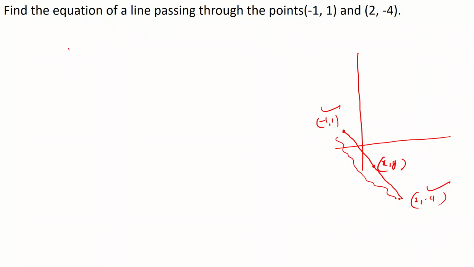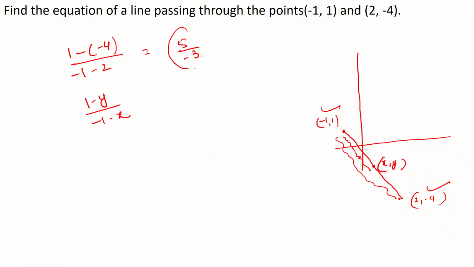The slope is 1 minus minus 4 divided by minus 1 minus 2, which gives us 5 by minus 3. So this is the slope, and also if you take these 2 points you can also get the slope. So we find out 1 minus y divided by minus 1 minus x, and this slope should actually be equal to this slope, which gives us 5 by minus 3. So you cross multiply, you get minus 3 plus 3y is equal to minus 5 minus 5x.